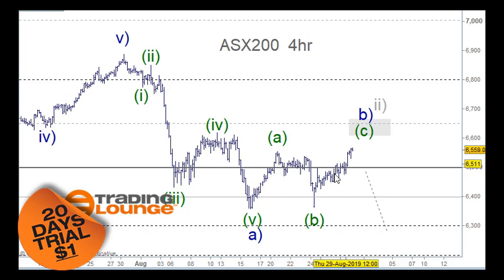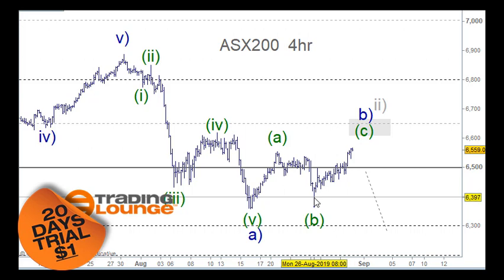I'm saying that because, with this particular structure in this space here, I'm having trouble counting it. So yeah, it causes a little bit of difficulty. I've basically got one count where we'll be finished here today, opening higher and then trading lower, and we've finished with wave C of B.